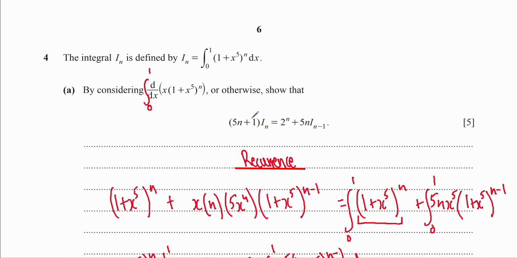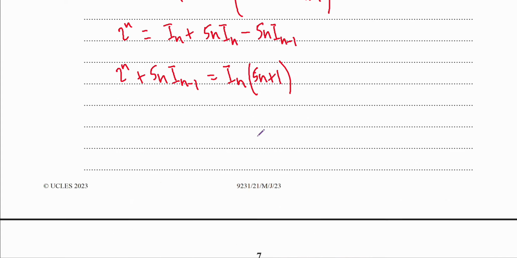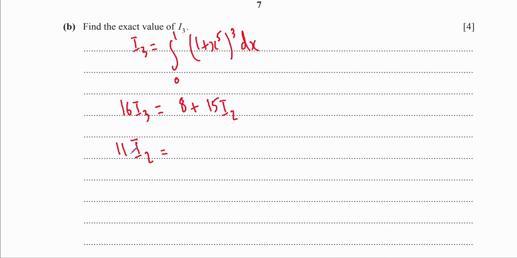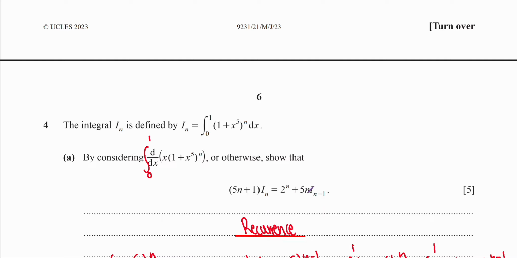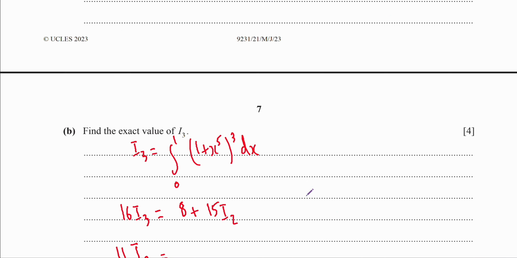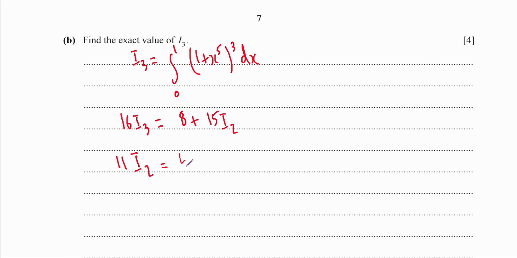Because if I put a 2 in here now, I'm going to get I2, I'm going to get 10 plus 1, 11. I'm going to get 11 I2. So I have 11 I2 is equal to, and then I have 2 to the power 2 is 4, plus 2 times 5 is 10, I1. So I'm going to have 11 I2 is equal to 4 plus 10 I1. Now I1 is easy to do, right?